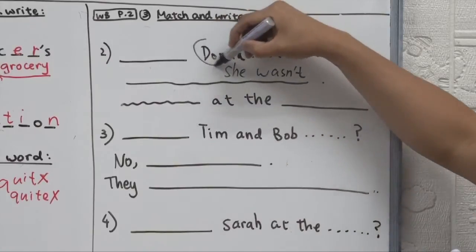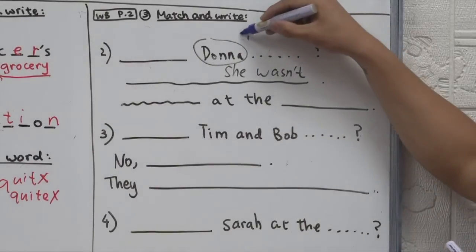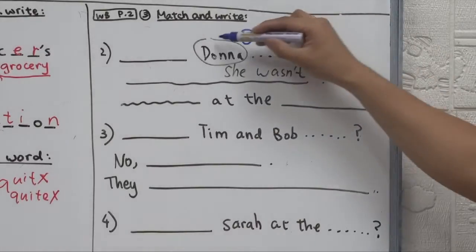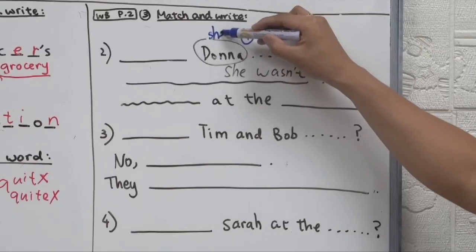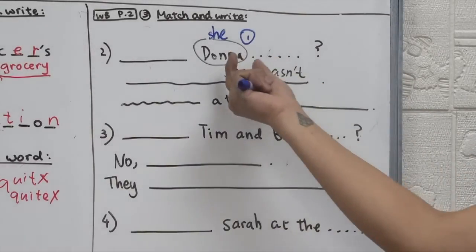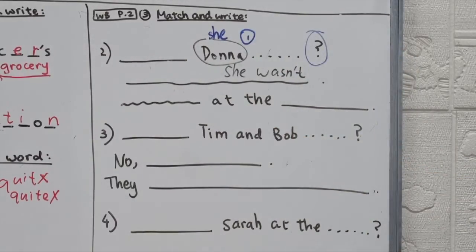And here we have the word Donna. We have to write down our answer here. And Donna, how many persons is Donna? She is only one person, right? And she is a girl. So we can change Donna to she. Now, she wasn't, right? But now it's swapped because we have a question. So what should I put here? Was she or were she?